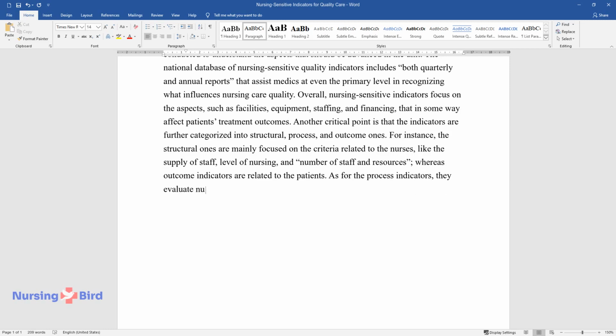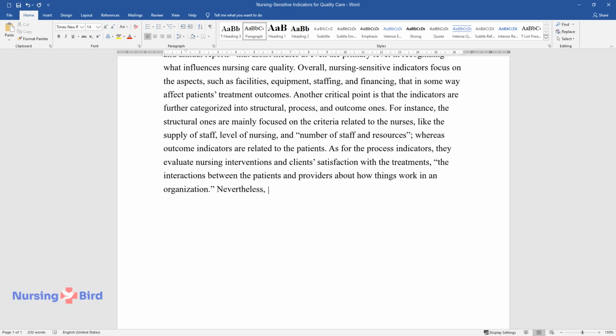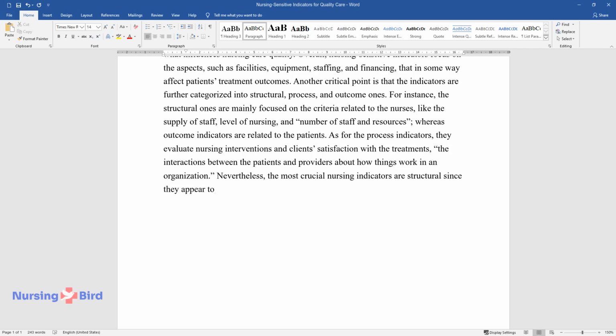As for the process indicators, they evaluate nursing interventions and clients' satisfaction with the treatments, the interactions between the patients and providers about how things work in an organization. Nevertheless, the most crucial nursing indicators are structural since they appear to be essential for effective treatment, so I decided to focus on them in my tutorial.